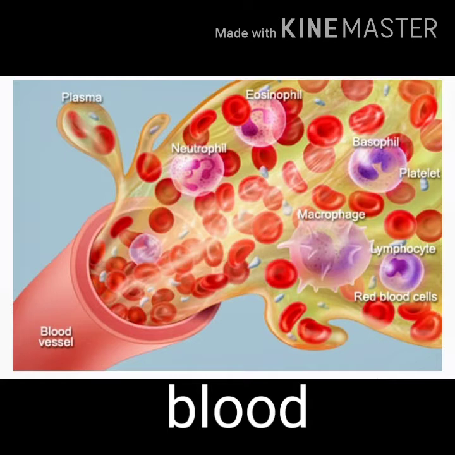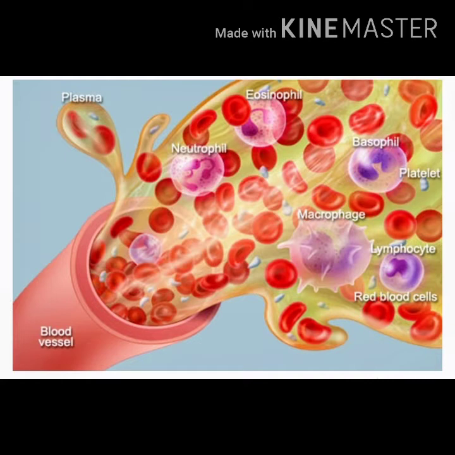Welcome to biology class. So far we discussed the two types of connective tissue. They are the connective tissue proper and supportive connective tissue. So what are the examples for connective tissue proper? Areolar connective tissue, adipose tissue, tendons and ligaments. What about the supportive connective tissue? Two are there. They are the bone and cartilage.